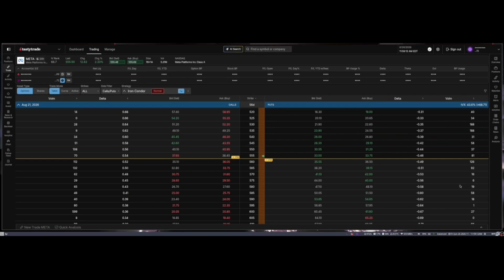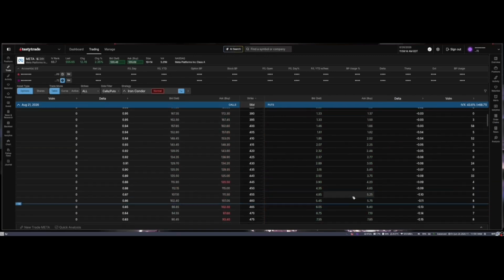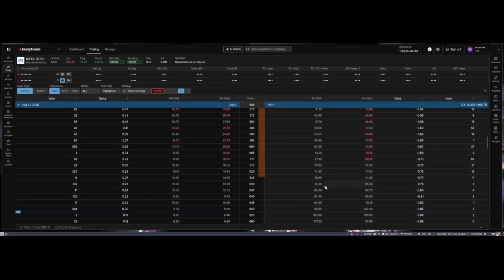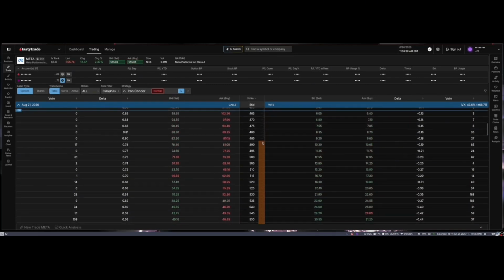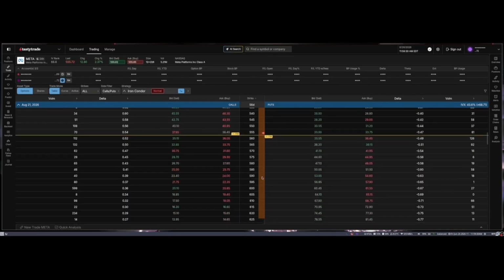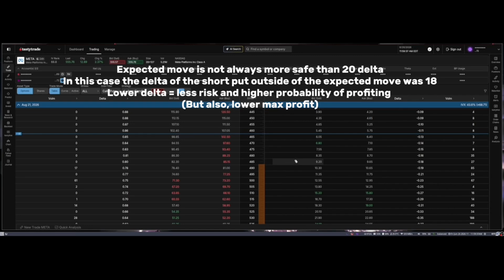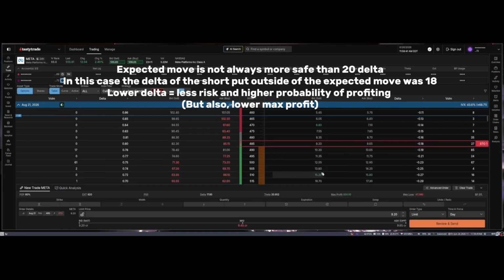My goal here with this short put spread is to just take it at either 21 days expiration or 50% profit. There are two metrics I like to use. I either like to use this expected move, which is this brown bar right here, or I like to go by maybe a 20 delta. I think just to be on the safer side, I'm going to stick to this expected move, so I'm going to be just outside of it, right?